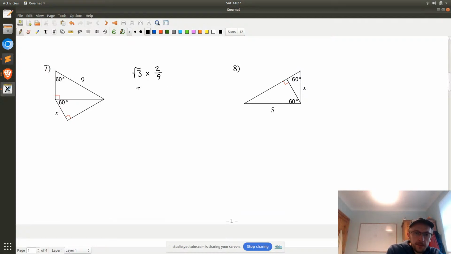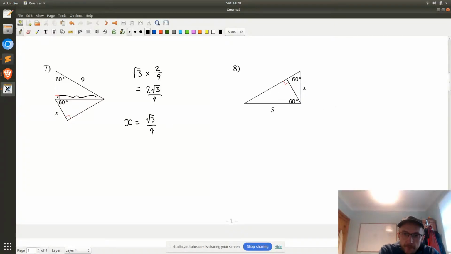Now, that's the longer leg of the larger right triangle, which is the hypotenuse of the smaller right triangle, which is similar. Now, using that, the smaller leg is quite literally just half. So x would be √3 over 9.